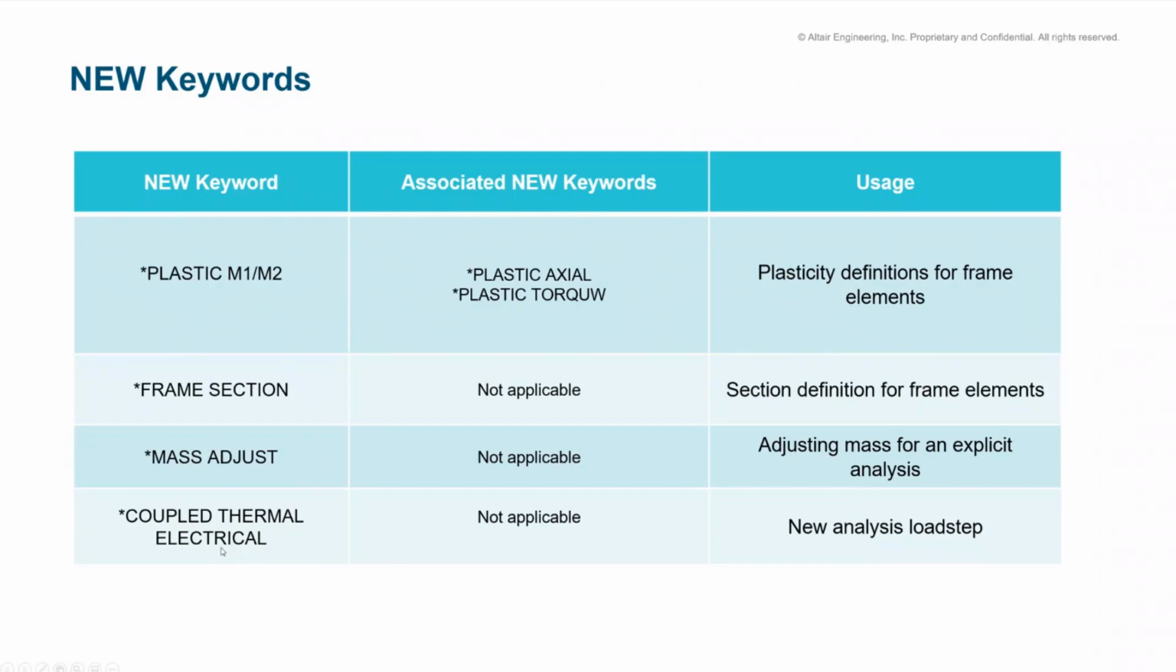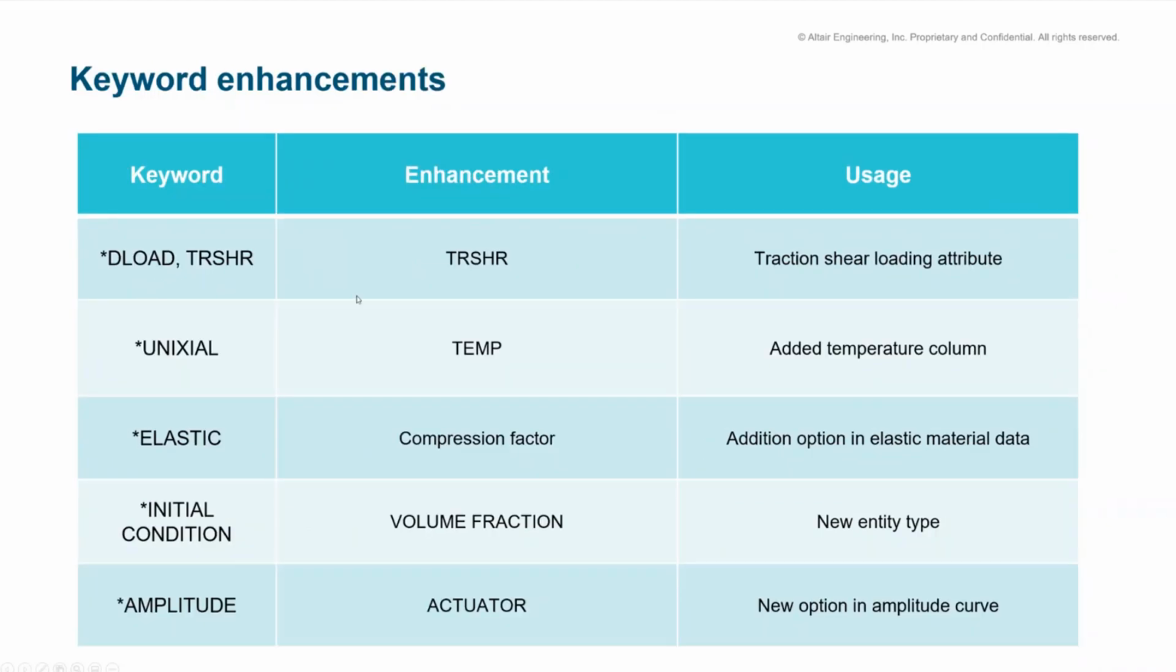Further, there are some keyword enhancements. Deload has always been there, but now we have added traction shear loading for the deload. And the uniaxial keyword is a mode of material definition for hyperelastic material models. You'll have uniaxial, biaxial, and planar definitions for a hyperelastic rubber kind of material. And temperature is definitely one of the criteria in there, and we have added the temperature column.